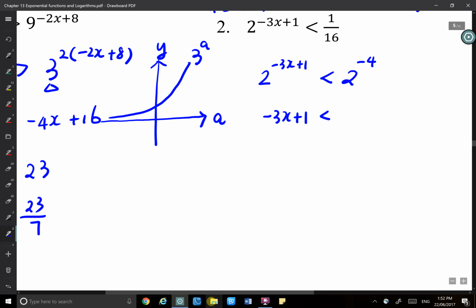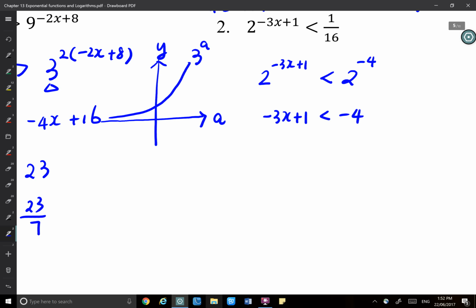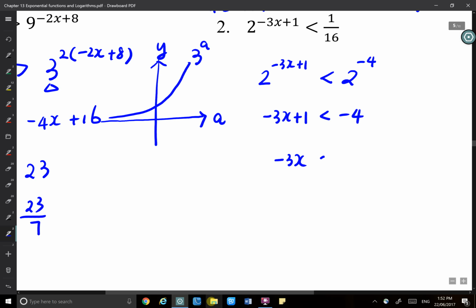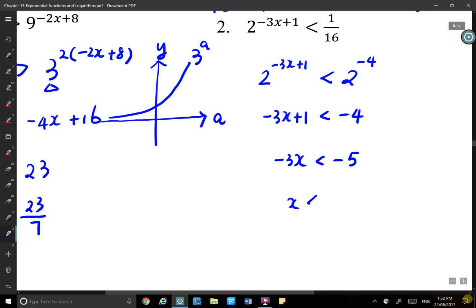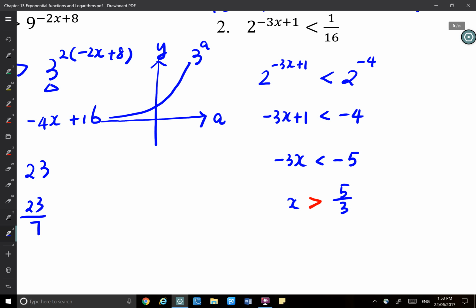Therefore, I want the left-hand side power less than the right-hand side power. Then minus 3x will be less than minus 5. Okay, I divide by minus 3. What should I do then? Divide by minus 3, sign swapped. So that becomes greater. That's minus 5 over minus 3, so x is greater than 5/3.